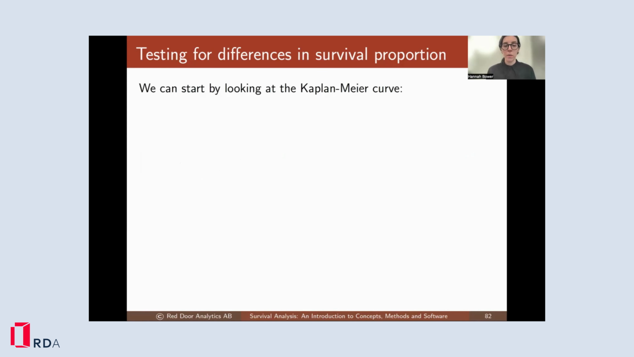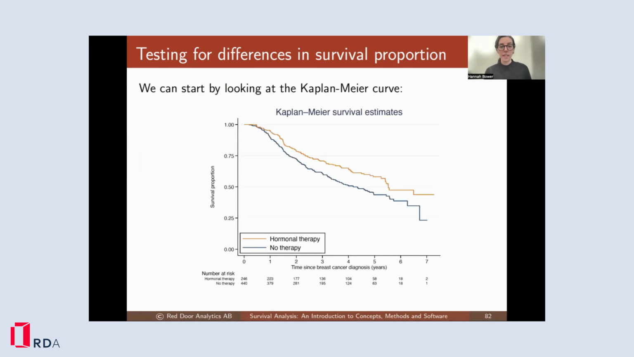So what we can do if we want to look at differences in survival is we can start by just looking at the Kaplan-Meier curve. We take our study example of hormonal therapy versus no hormonal therapy on the recurrence or death after a diagnosis of breast cancer. We can see that, well, yeah, there seems to be a difference between these two curves, but we don't know if that's statistically significant at this time point.